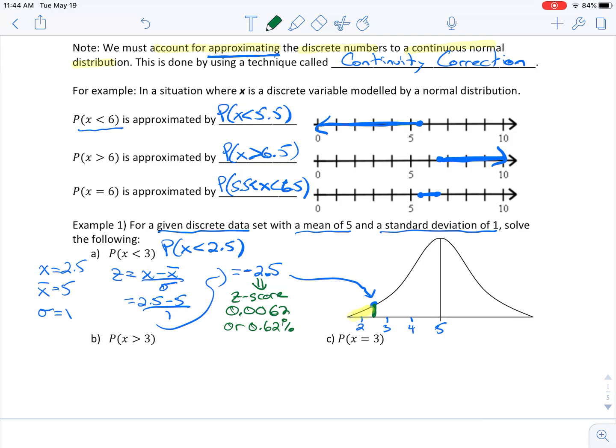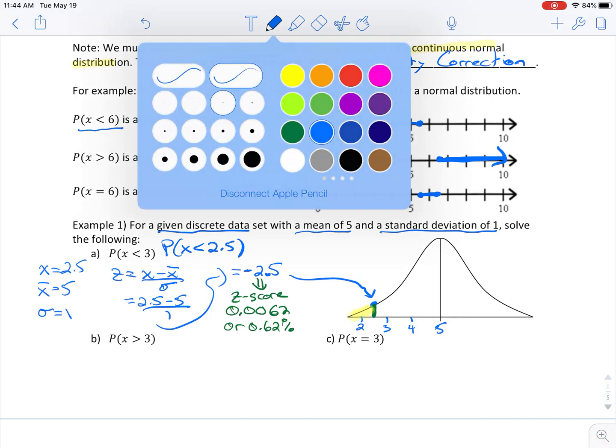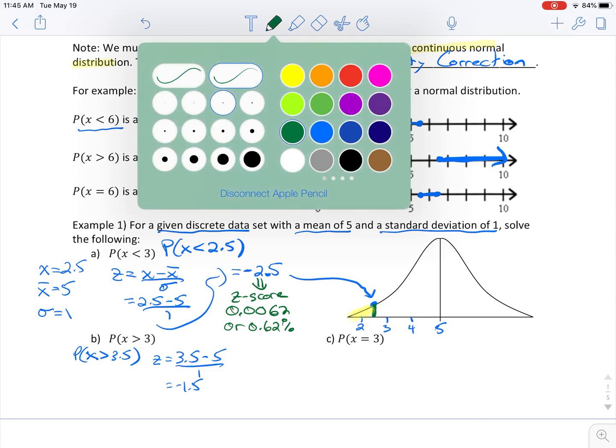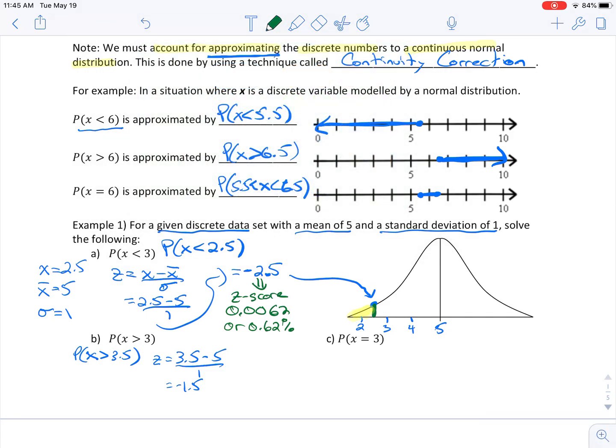So we could have another situation where we say it's probability greater than 3. So in that case, it's probability x is greater than 3.5 because it's not including 3. And so again, using my z-score, plug everything in, and I get minus 1.5. So that corresponds to a value 1.5 standard deviations below the mean. So my z-score in this case corresponds to 0.0668. And you can try that on your calculator. So that gives us this point here. So this is 1.5 standard deviations below the mean, where my x value is 3.5.